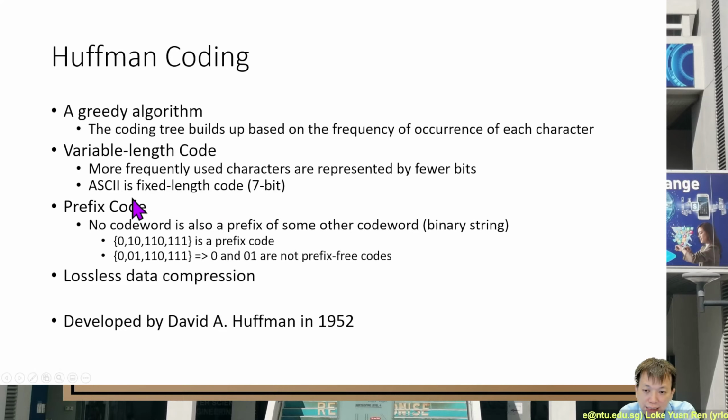Another thing they want to do in this Huffman coding is to make it a prefix code.